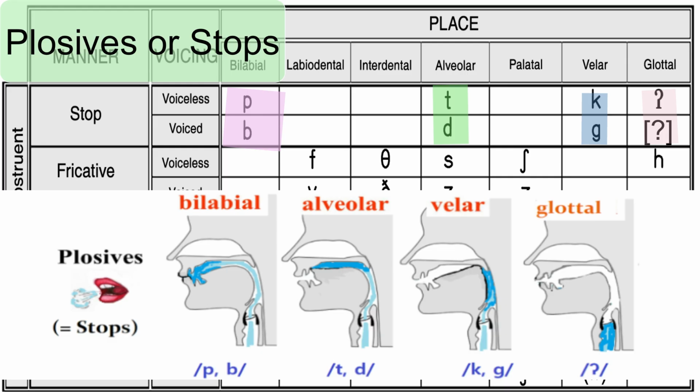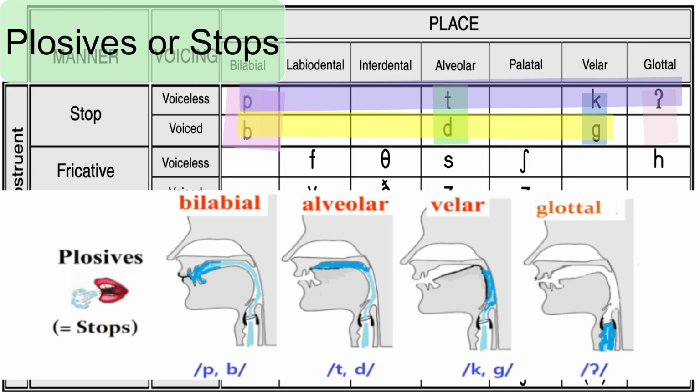Plosives also differ in where the stop happens. For the pa-ba pair, the stop happens at the lips. For the ta-da pair, the stop happens at the alveolar ridge. For the ka-ga pair, the stop happens at the velum. And for the glottal stop, the stop happens at the glottis. Within the pairs, pa, ta, ka are voiceless, and ba, da, ga are voiced.